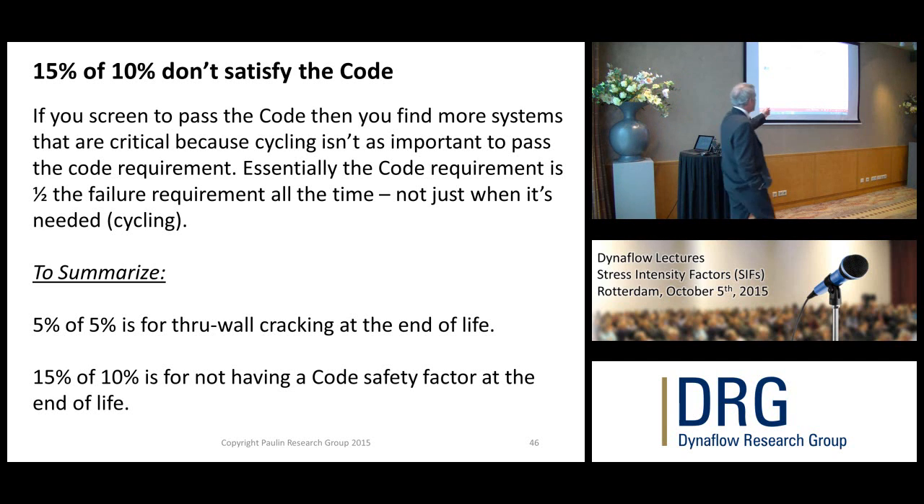Okay, so let's summarize. 5% of 5% is for through-wall cracks, 15 to 10% is for having a code safety factor at the end of life, because that's what code compliance means. Not that it fails, but that you've got the intended safety factor at the end of life. And I think it's important to differentiate that, because some people think that if you're over the code, you're going to fail. And of course, that's just not the case.